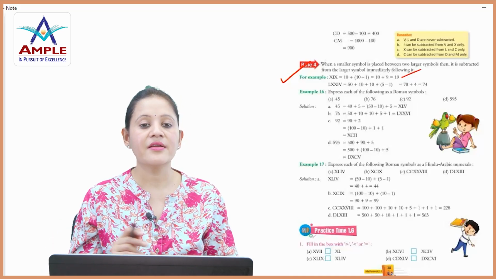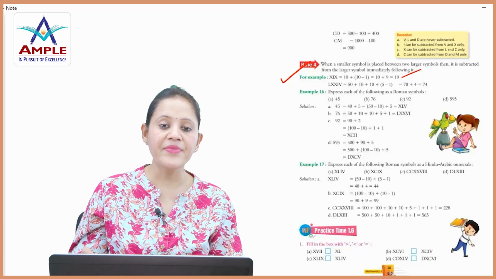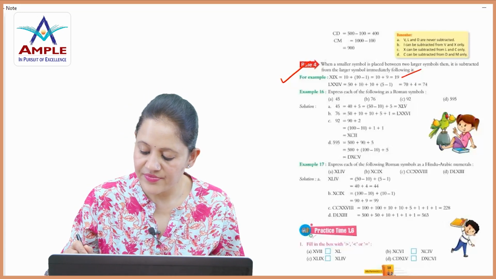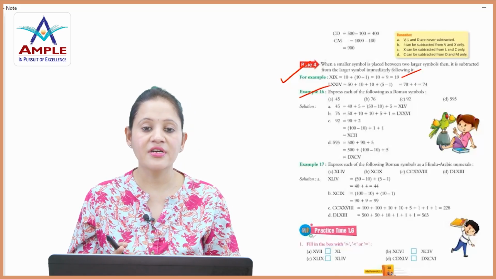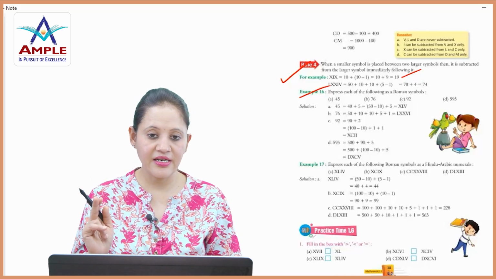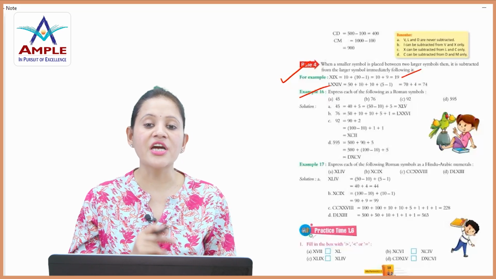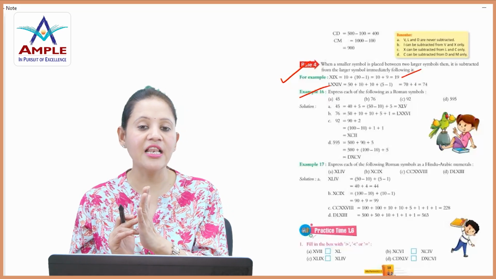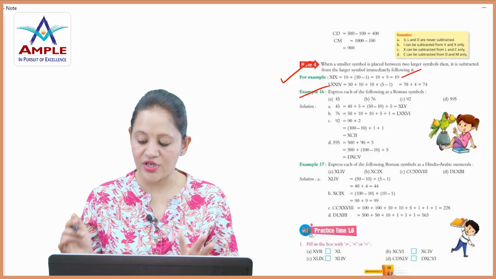Clear? Now, we will take an example. Express each of the following as Roman symbol. 45. So, 45, that is 40 plus 5. Clear? 40 we can write as 50 minus 10. So, that is equal to XL and V, that is 45.